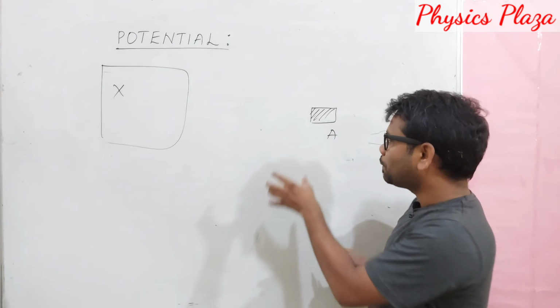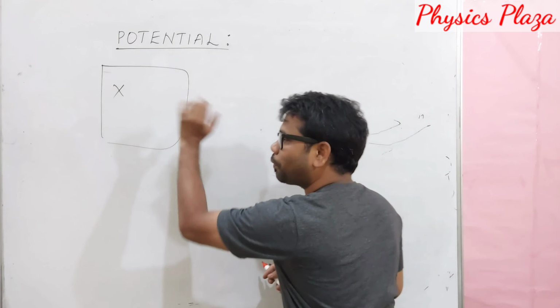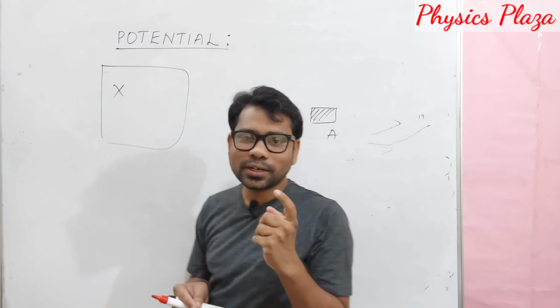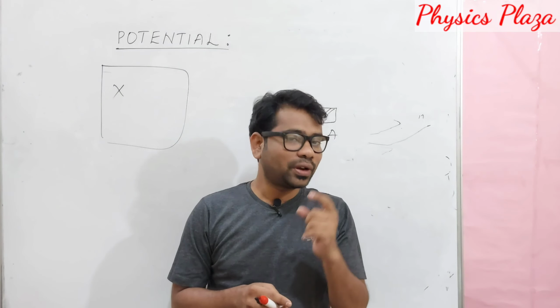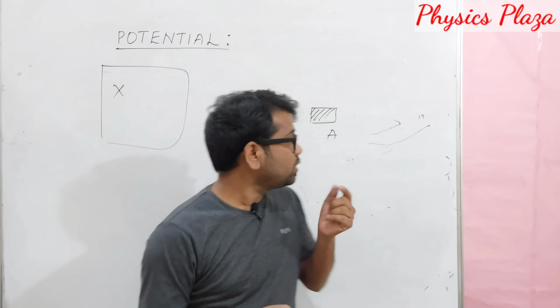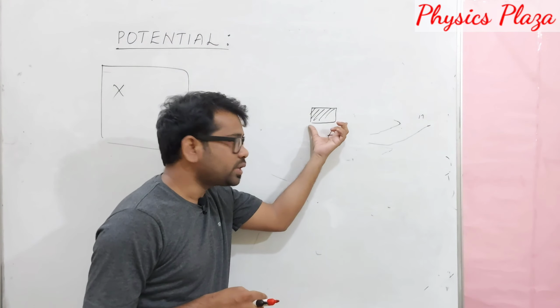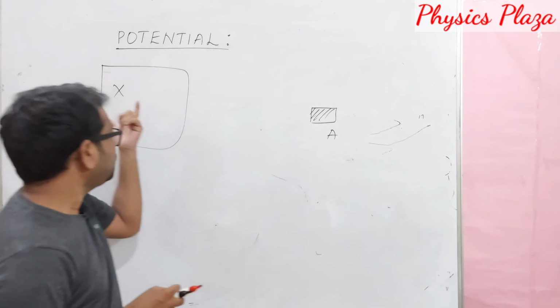Then only what will happen? A body is sent from point A to point X. Think about what is happening here: some work is done on the object. Very important. Some work must be done here to move this object from point A to point X.